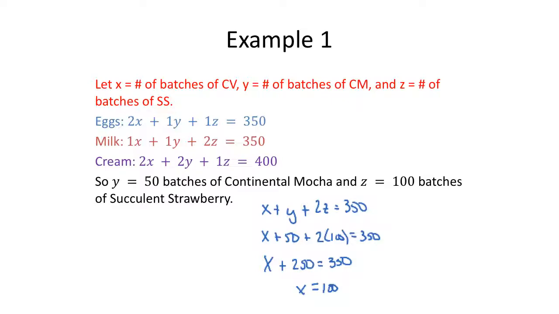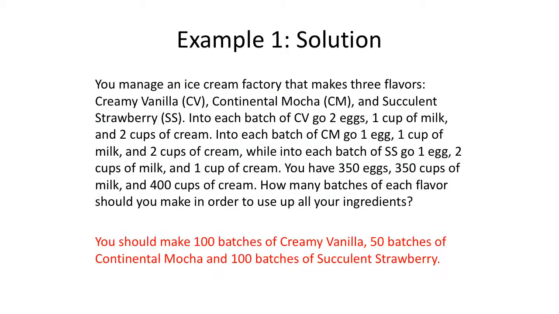Wrapping that all up, we should make 100 batches of creamy vanilla, 50 batches of continental mocha, and 100 batches of succulent strawberry, using these ingredients and making sure nothing goes to waste. Moving on to the next example.